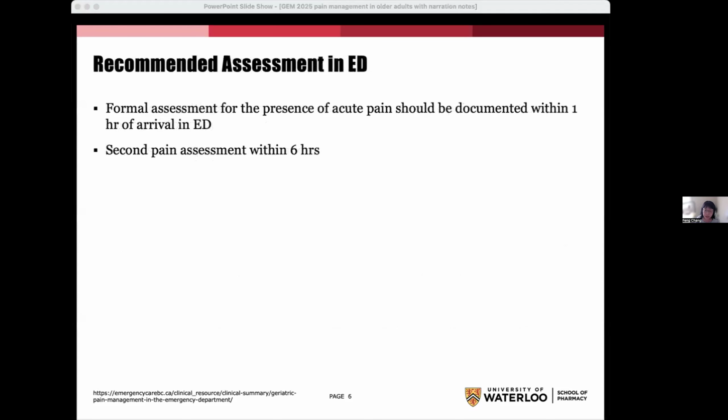According to the American College of Emergency Physicians and Society for Academic Emergency Medicine, formal assessment for acute pain is recommended to be documented within 1 hour of arrival in the ED. And then a second assessment should be conducted if the patient is still in the ED within 6 hours.